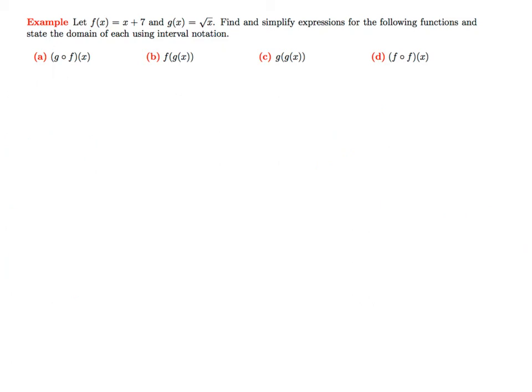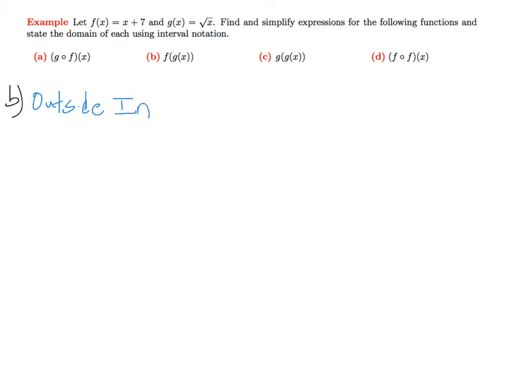In part B, we're taking the same functions for f and g. f is x plus 7, g is the square root of x, and now we're changing the order in which they're composed. So in A, we first did f and then g. Now we're going to first do g, and then we're going to apply f. So for part B, let's say we do this using the outside-in approach that we discussed in the previous example.